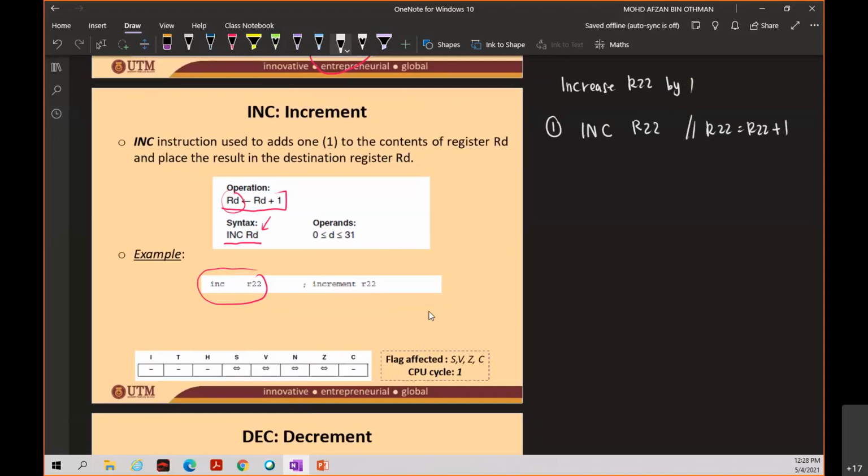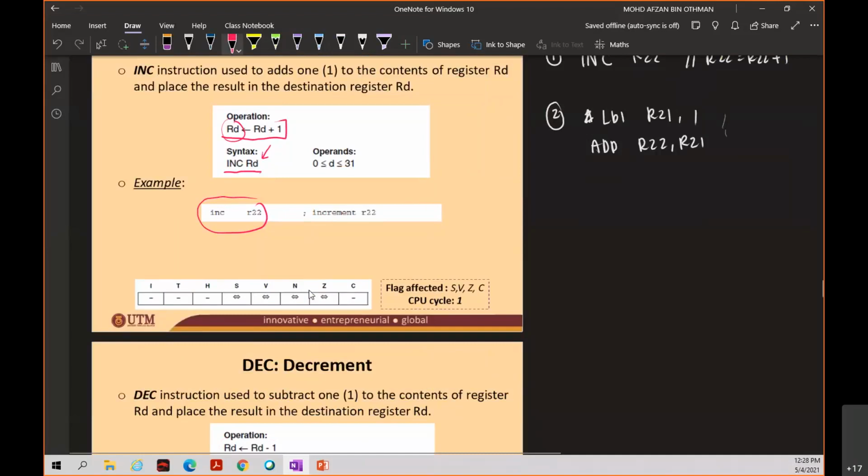Or the second method here, you can use the ADD instruction. Sorry, LDI R21 with 1, because we want to increment by 1, and then after that ADD R22 with R21. So this is only one line of instruction, but this one you need two lines of instruction. The flags affected for the increment are S, V, Z, and C only.